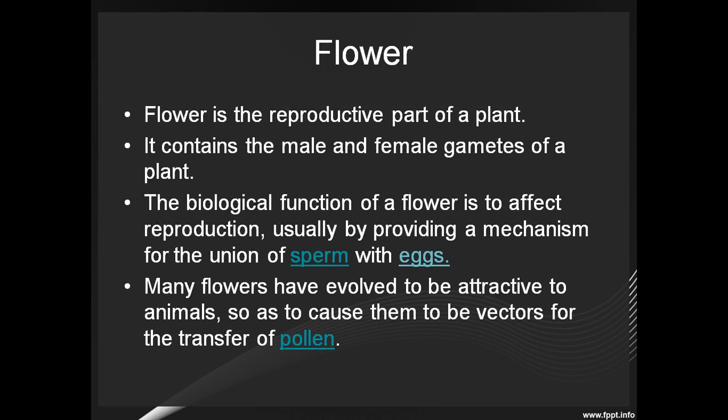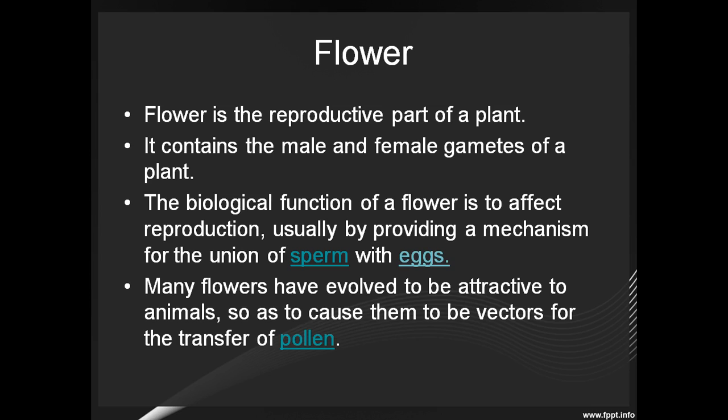Flower. Flower is the reproductive part of a plant, as a plant is divided into two parts, vegetative part and the reproductive part. So other than flower, the whole part of the plant is known as vegetative part, but the flower is called the reproductive part of a plant. It contains the male and female gametes of a plant.